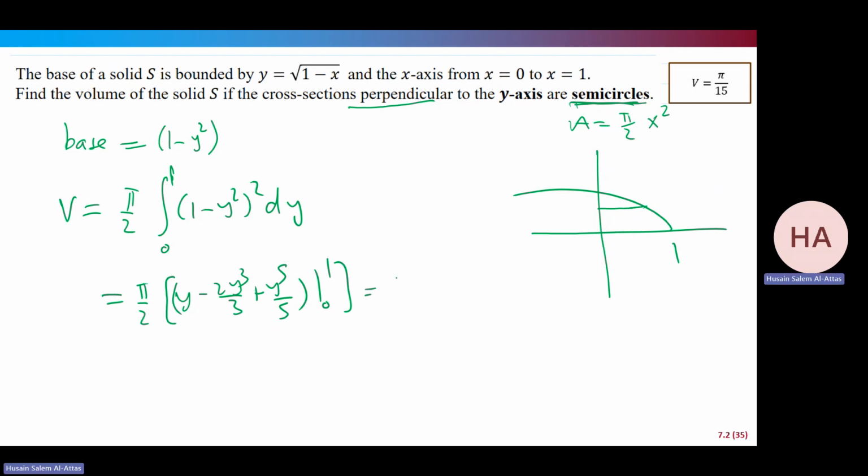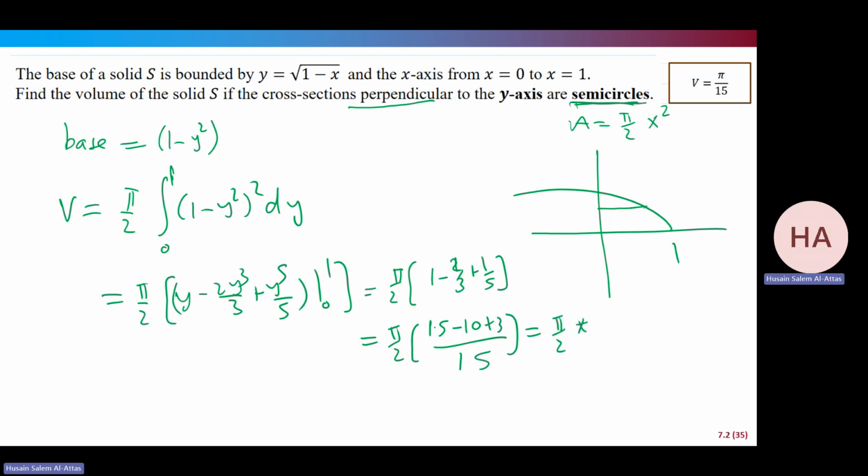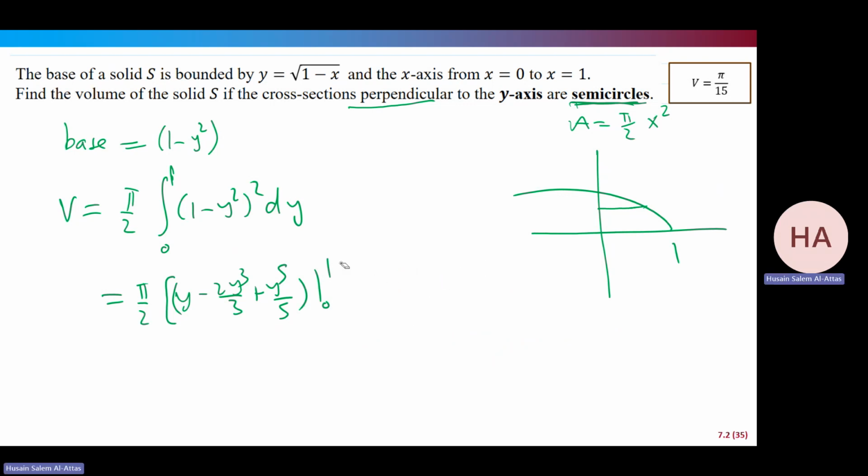That'll give me pi over 2 times 1 minus 2 over 3 plus 1 over 5. That will be pi over 2 times 1 over 15, 15 minus 10 plus 3. That will be pi over 2 times 8 over 15, which gives me 4 pi over 15. Be careful. I did it this way just to make you notice one thing.